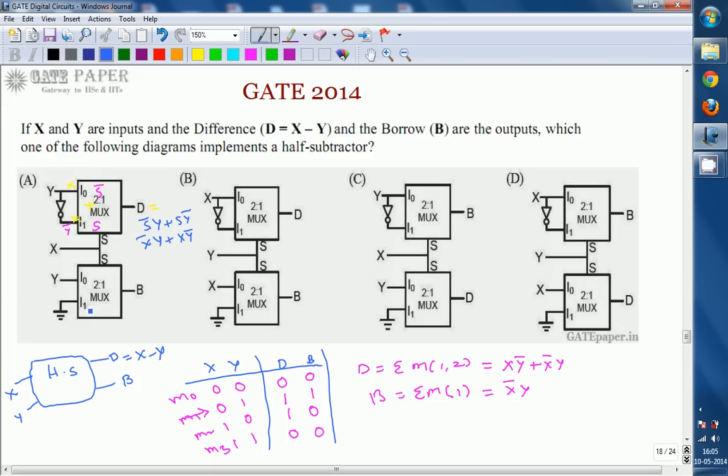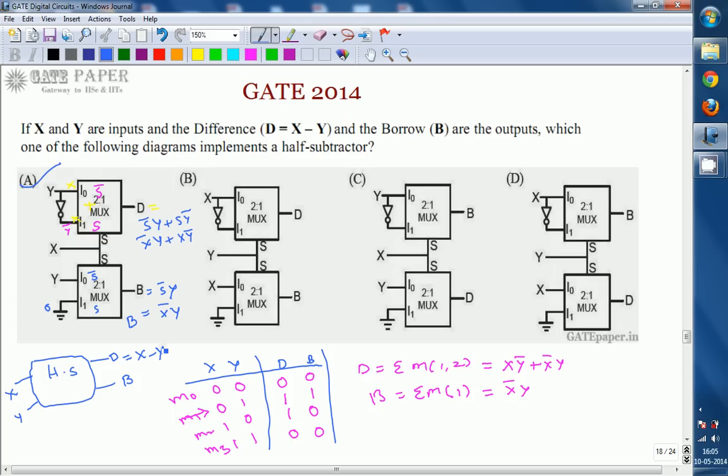Next, for borrow, the inputs are 0 and Y, with S bar and S. So B is equal to S bar Y, but S is equal to X, so replacing S with X, B is X bar Y. So this is the borrow expression, and that is the difference expression. The difference is x bar y plus x y bar, and borrow is x bar y. So this is the right answer.